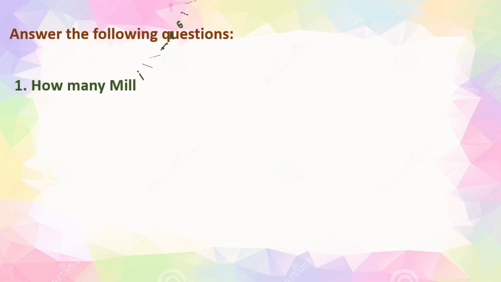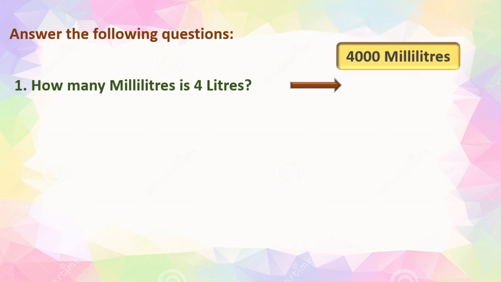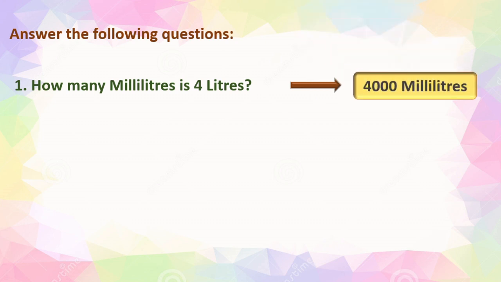Here, answer the following questions. See here, how many milliliters is 4 liters? Very simple. Same, we have to convert from liters to milliliters. And we know 1 liter is equal to 1000 milliliters. Therefore, 4 liters is equal to 1000 into 4. That is nothing but 4000 milliliters.